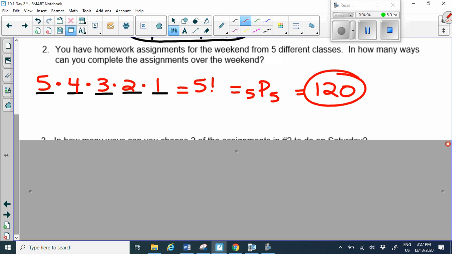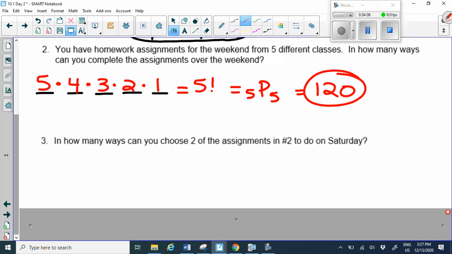Okay, let's have you do the next one. Example 3. How many ways can you choose 2 of the assignments in number 2 to do on Saturday? So instead of doing all 5, you just want to do 2 of them. Go ahead and pause the video to do this one. Okay, let's see what you got here.